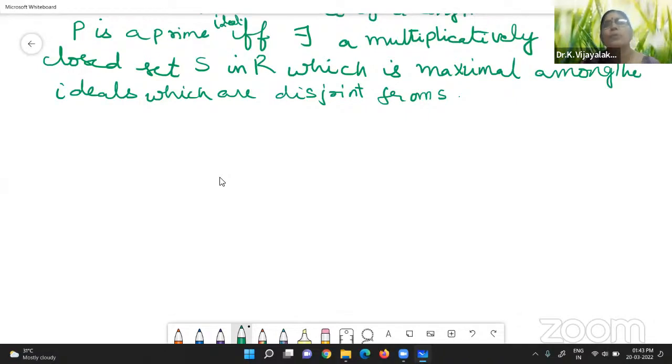What you have to prove? We have to prove that there exists a multiplicatively closed set S in R. The next point we'll discuss later. We have to prove that there exists a non-empty set S which is multiplicatively closed. What do you mean by a multiplicatively closed set? You have to prove that a, b belongs to S implies ab belongs to S. So, first the proof.